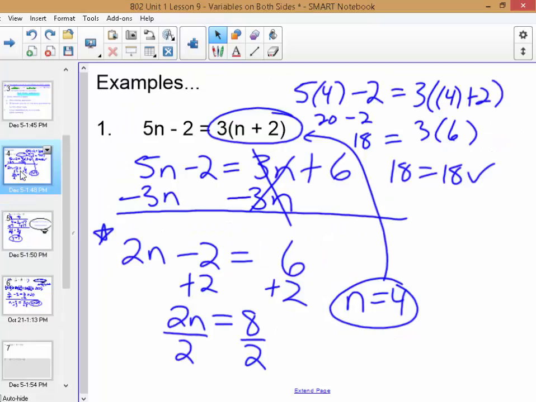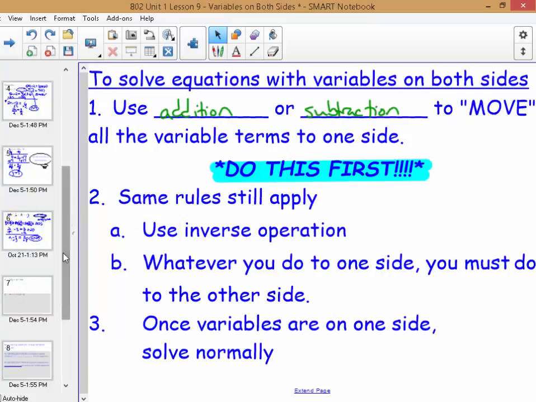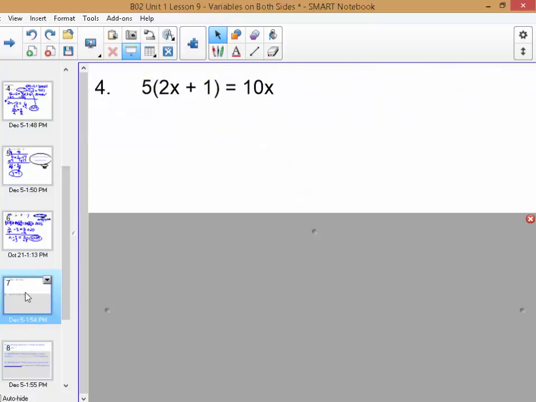There is one other big important topic that's in our notes here, but I do want to make sure we understand this idea. We can use subtraction, we can use addition, but we have to move all those variables to one side using an inverse operation and doing the same things to both sides. So let's look at these next examples and see what happens here.